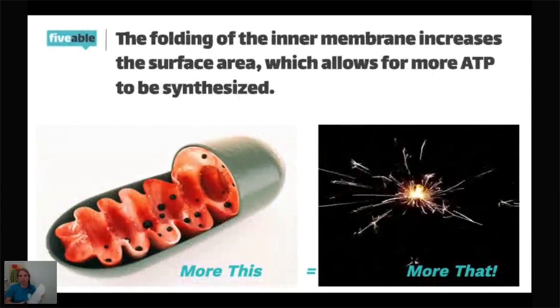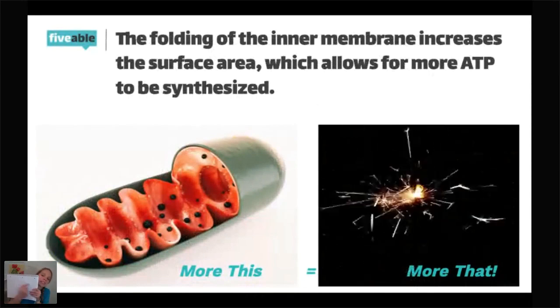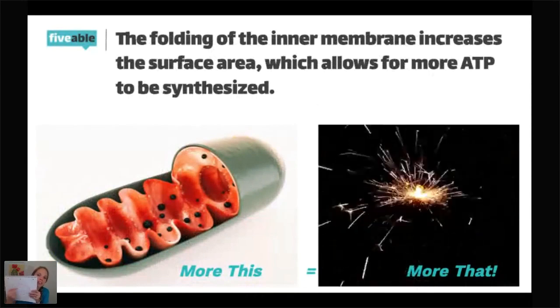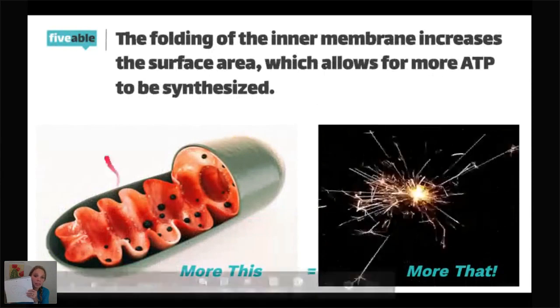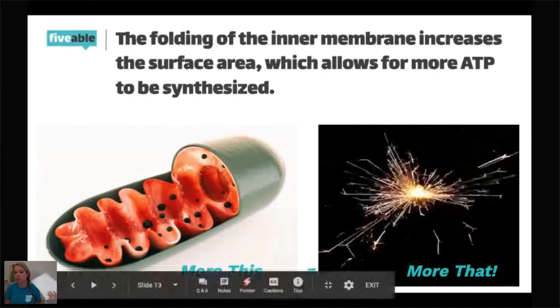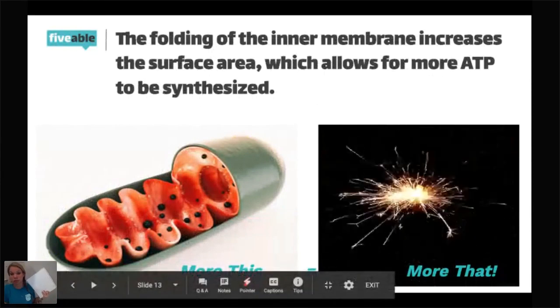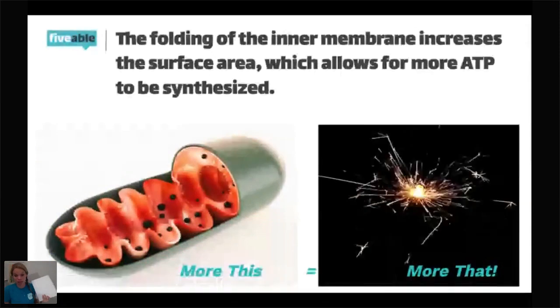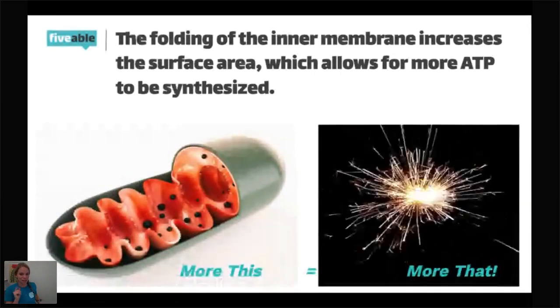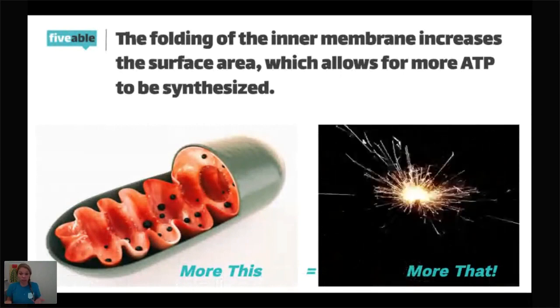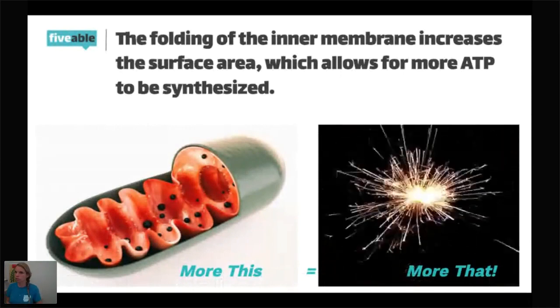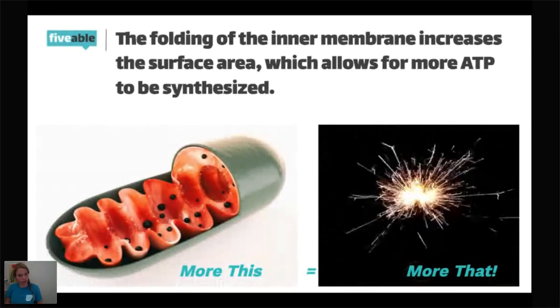So we already kind of talked about this, but the folding of this inner membrane is going to increase surface area, and that's going to allow more ATP to be made. In this unit, you do not have to know the specific mechanisms behind cellular respiration and photosynthesis. You do not need to know that yet. You will in May when you take the actual test. But for right now, if you're about to take your test over this, I would assume your teacher is not testing you over how does cellular respiration work.